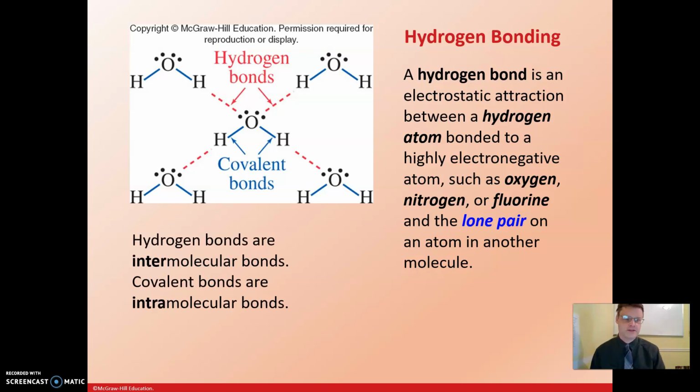Now, one thing we have to distinguish between is hydrogen bonds and covalent bonds. Okay, so hydrogen bonds are intermolecular bonds. So they are bonds, and they're shown here in this red dashed line. They're bonds between two separate molecules, whereas covalent bonds are intramolecular bonds, and they're shown here in blue. They're bonds between two atoms within the same molecule.